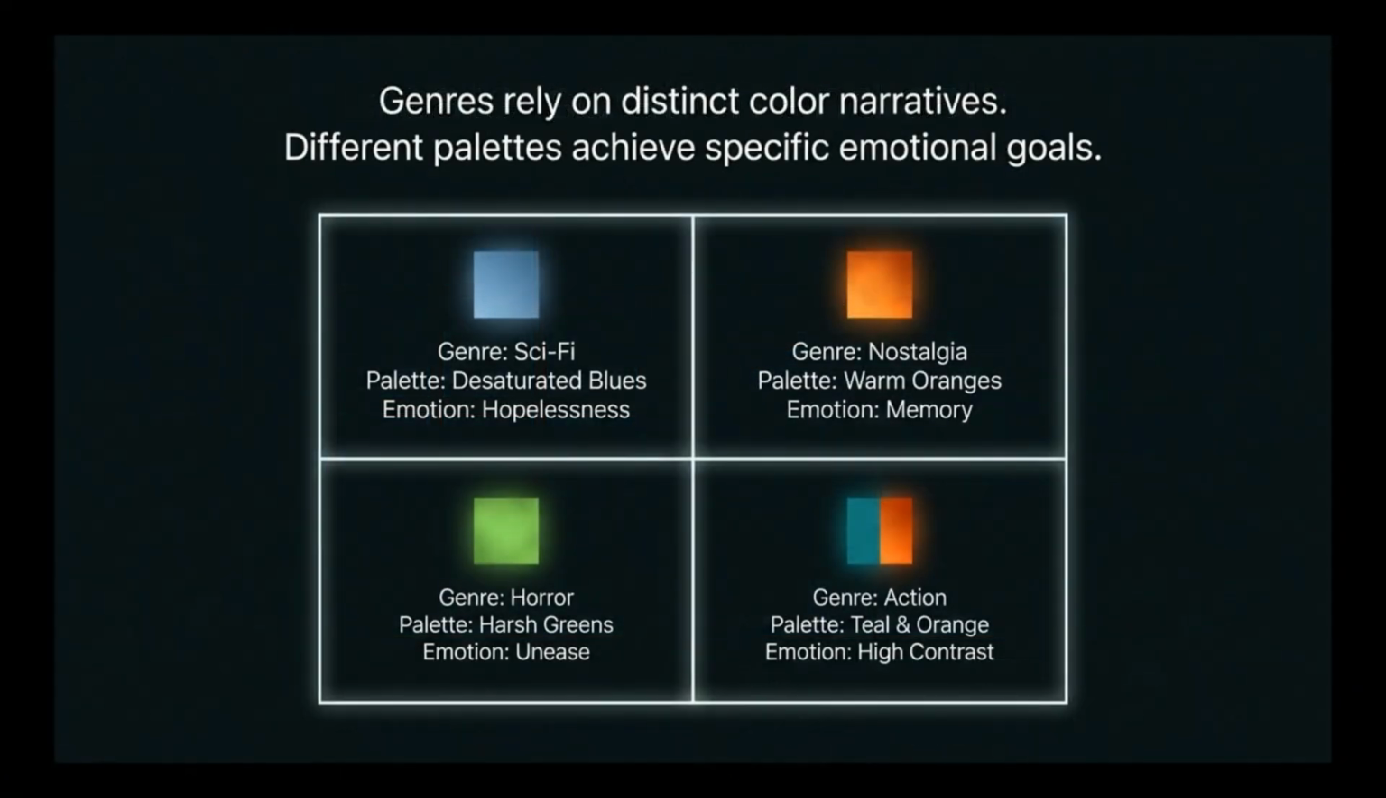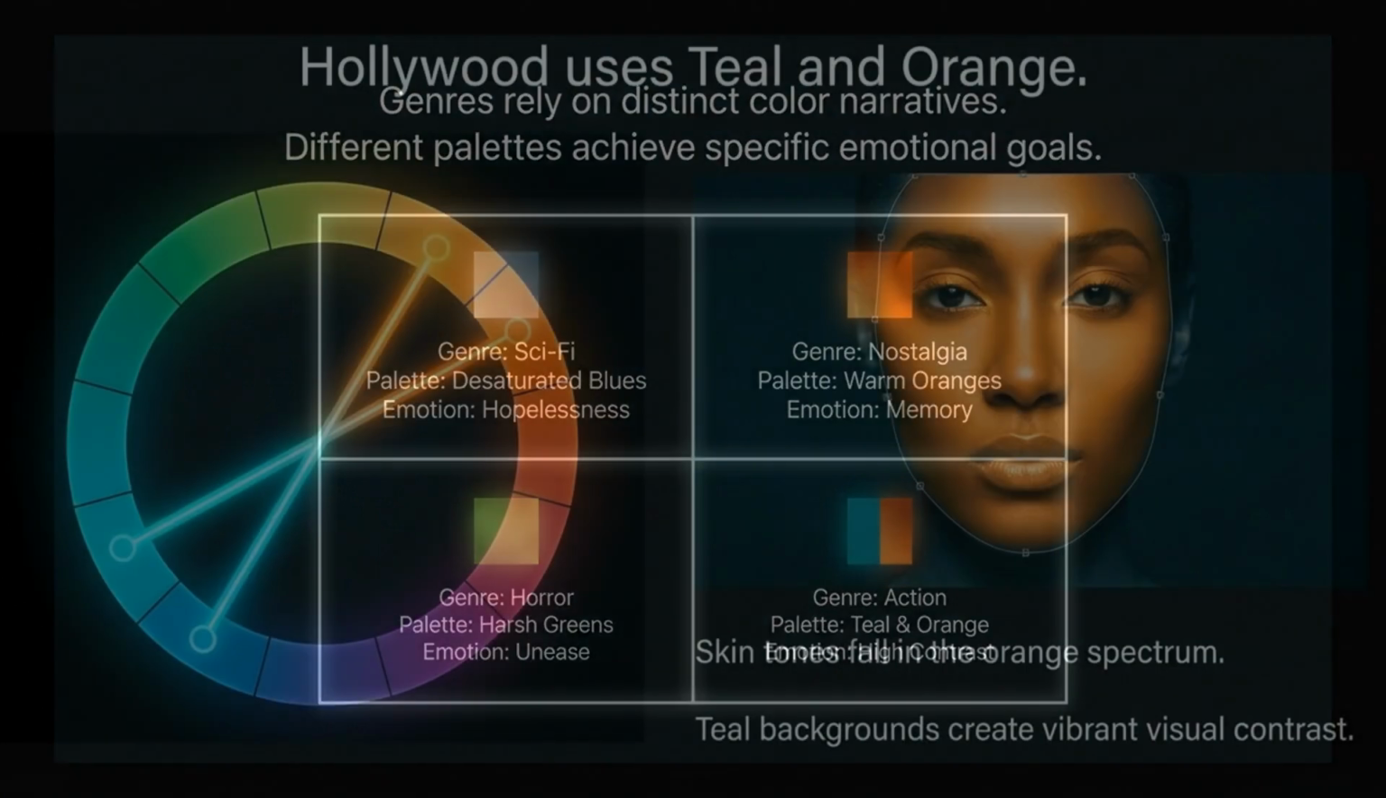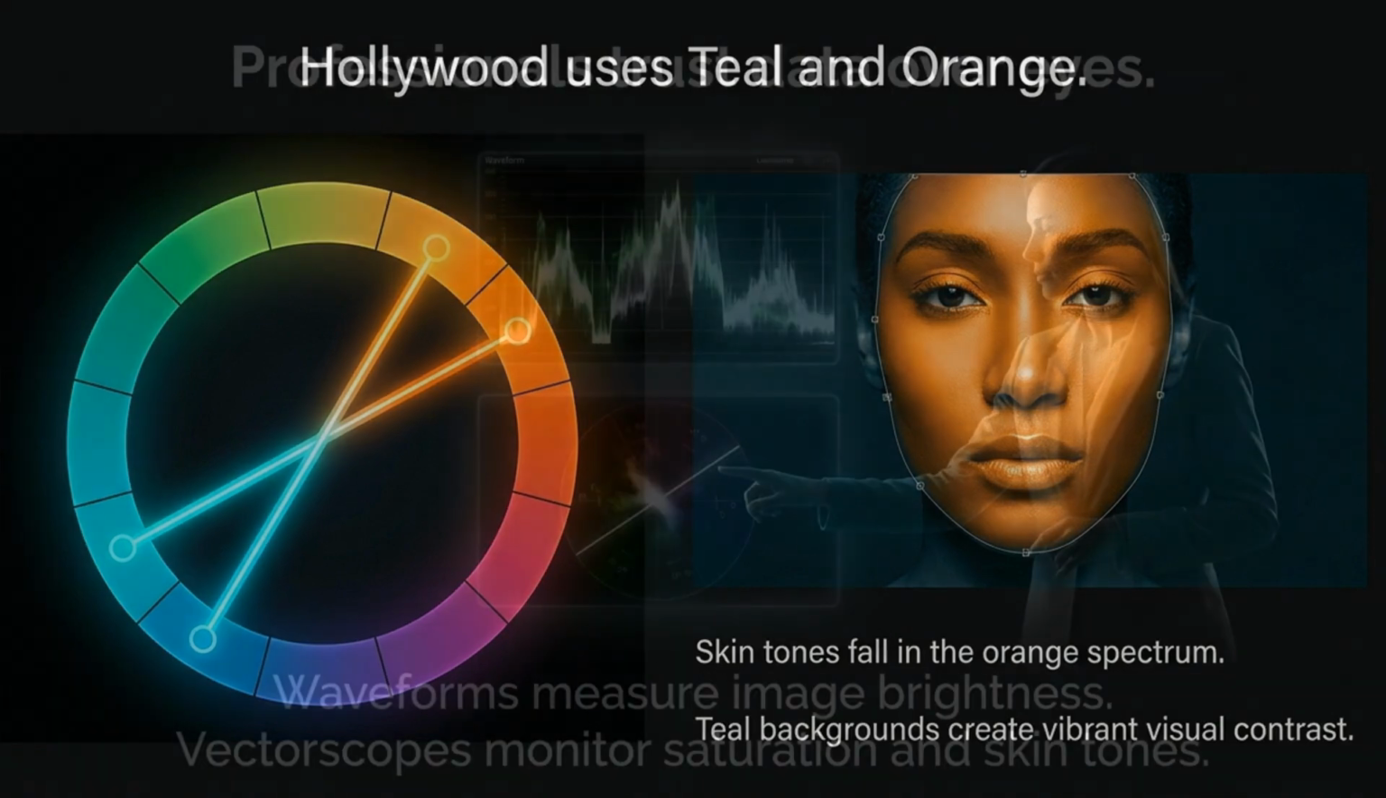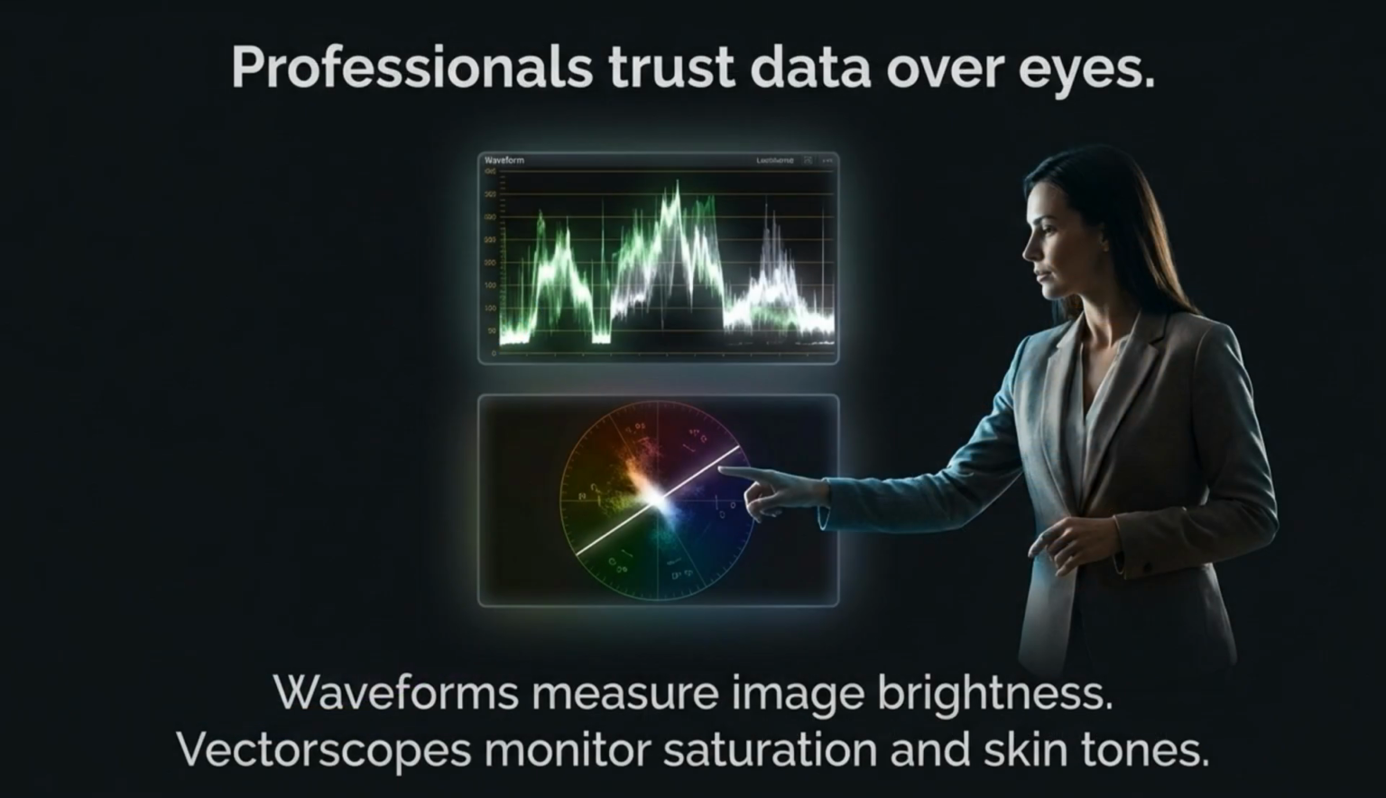Different genres rely on distinct color narratives and palettes to achieve specific emotional goals. Examples include desaturated blues for sci-fi or the high contrast of teal and orange for action. Hollywood often uses teal and orange. Skin tones naturally fall into the orange spectrum, and teal backgrounds create a vibrant visual contrast because they are complementary colors. Professionals rely on data over simply trusting their eyes.